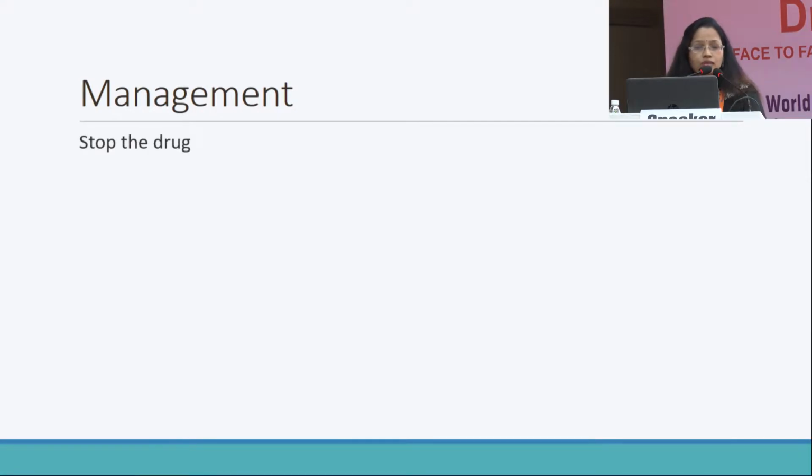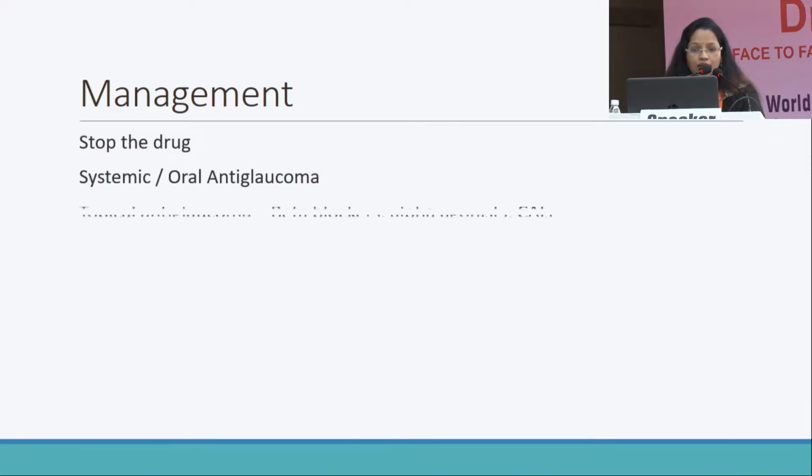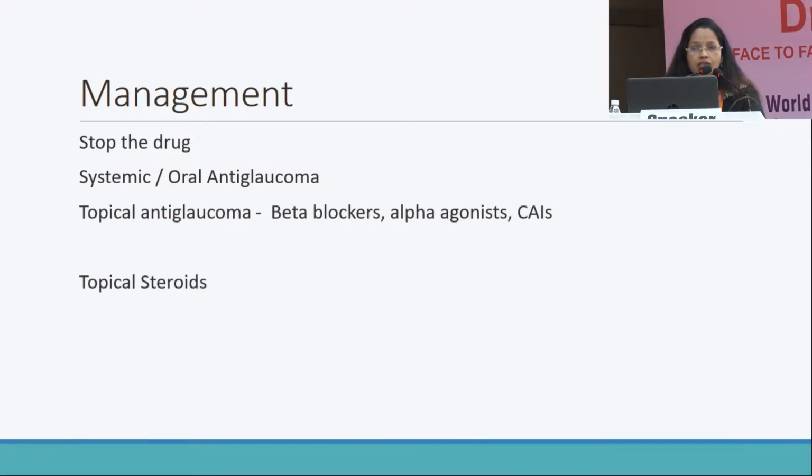So, the management, obviously we have to stop the drug. We have to add systemic and oral anti-glaucoma medication, and obviously the topical medication, avoiding prostaglandin analog because this is an inflamed eye. Therefore, beta blockers, alpha agonist and carbonic anhydrase inhibitors are to be added. It is always mandatory to add topical steroid in such a scenario because of increased inflammation.